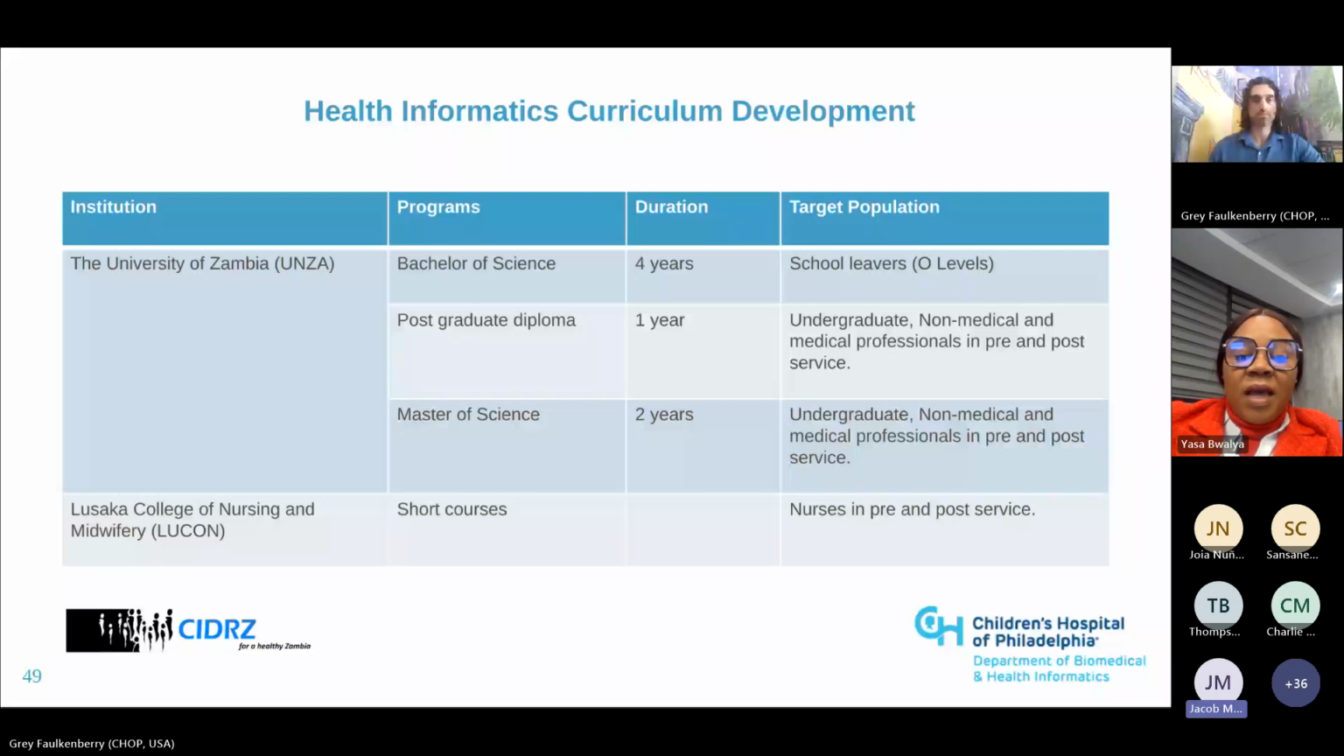The Bachelor of Science program is targeted at school leavers. The postgraduate diploma is targeted at undergraduates, non-medical, and medical professionals in pre and post service. And the Master of Science is targeted at undergraduates, non-medical, and medical professionals in both pre and post service. With the Lusaka College of Nursing, we introduced a curriculum for short courses targeted at nurses in both pre and post-service. Next slide.